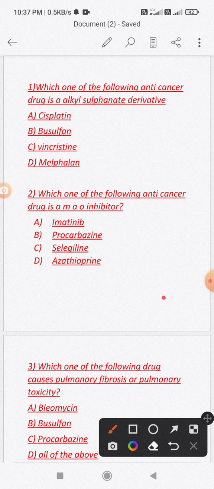The correct answer will be busulfan. The alkyl sulfonate derivative is busulfan.